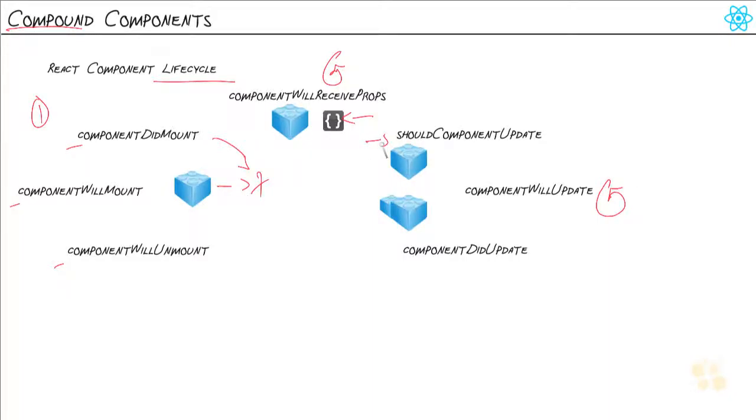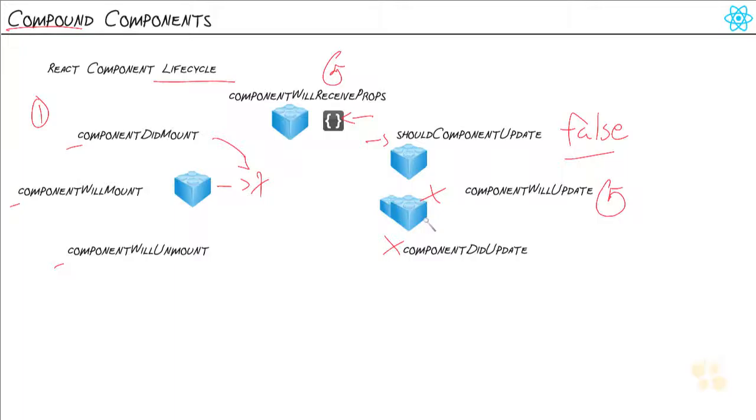Should component update is a function that you can interact with, you can intercept, and you can actually return a false from that function if you implement it. And if you return a false from that function, the rest of the rendering process doesn't happen. The component is not rendering. So you can actually interrupt that render process.